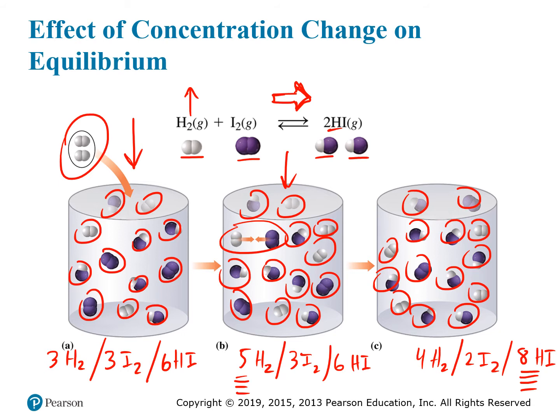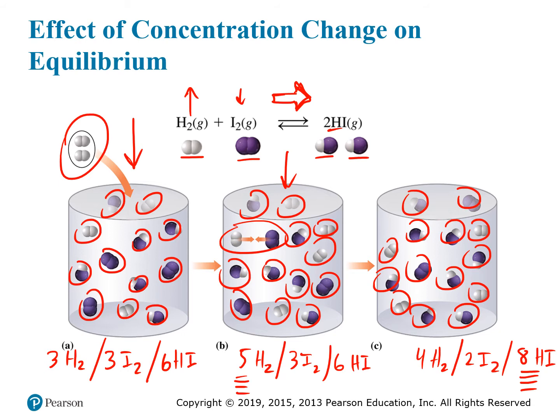Now, in the process, the iodine has been consumed somewhat. Some of the initial iodine that was there was used up and reacted with the new hydrogen that we added to produce the product. But overall, the disturbance in the equilibrium was such that we shifted to the right and produced more product, more hydrogen iodide.